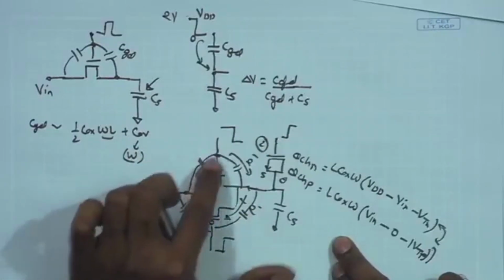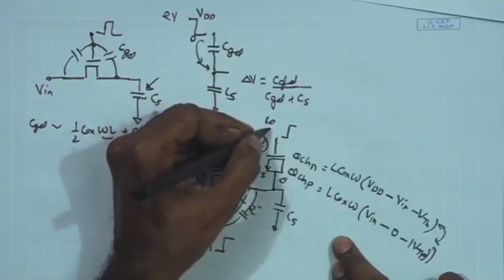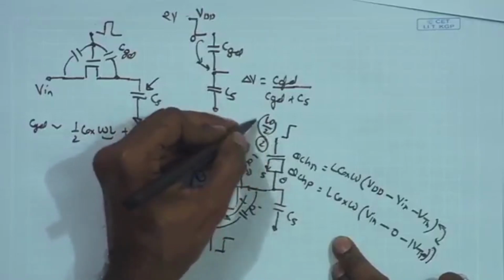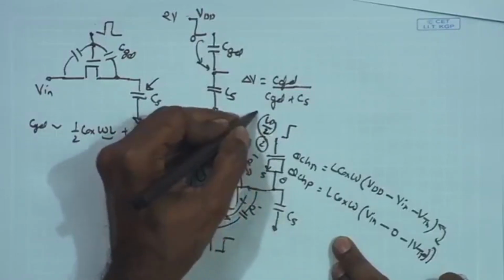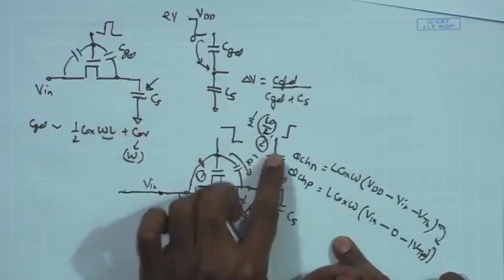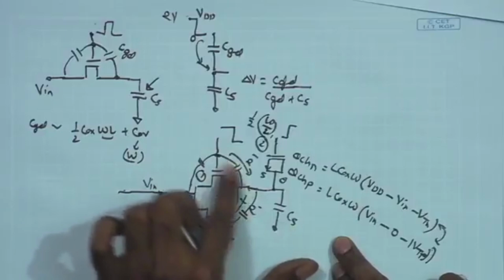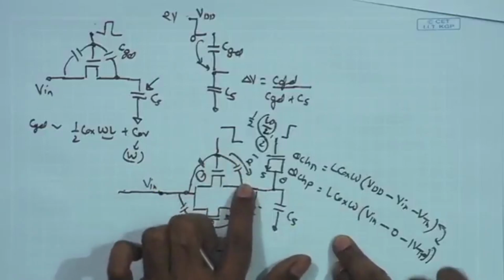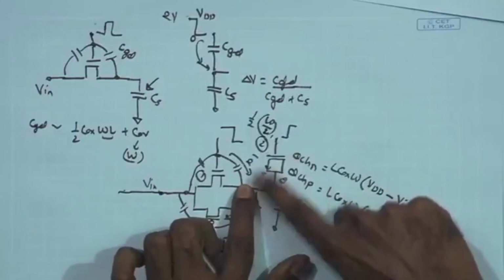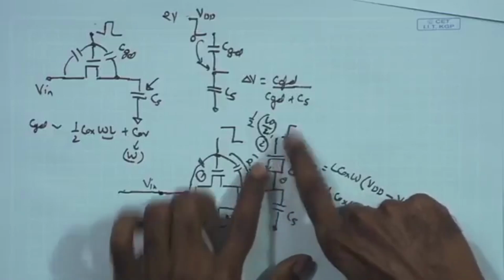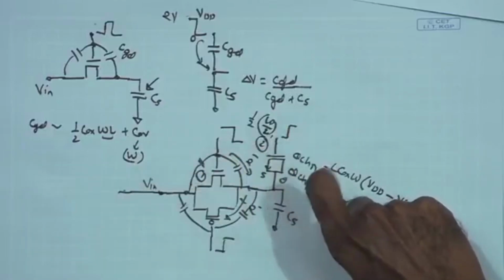So, basically if I assume that W by L2 is half of W by L1, this dimension is just half the dimension of this one. That means, if I assume that half the channel charge is injected over here, that can be used in forming the channel of this NMOS also. This is very well matched with this particular NMOS.